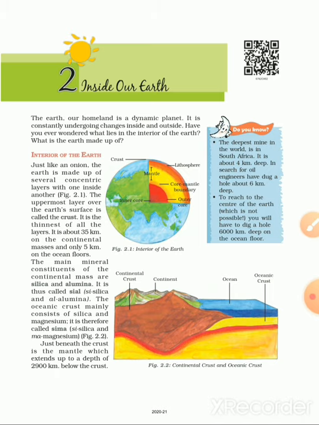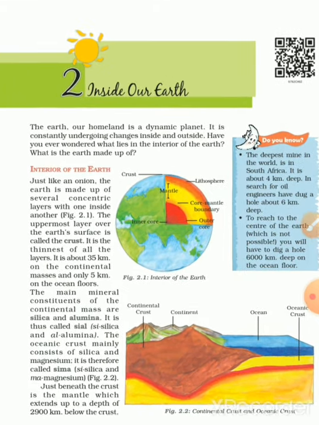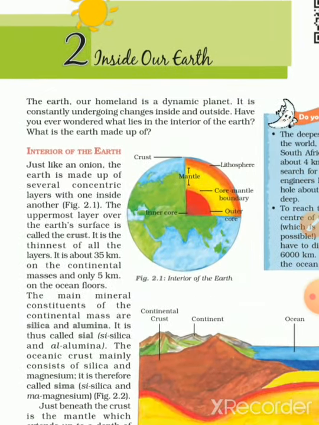The Earth, our homeland, is a dynamic planet. We know everything that is present on the Earth's surface, the outside world of the Earth. What is there inside the Earth? Is it hollow inside like a ball? No, it is not hollow like a ball. There are different things present inside the earth. Which are those things? What is the earth made up of? Those things we are going to study in this lesson.